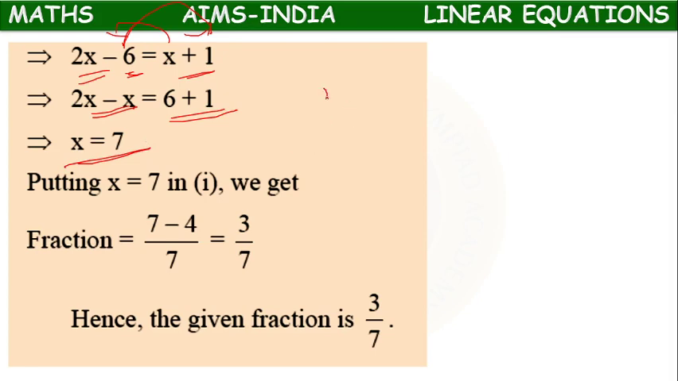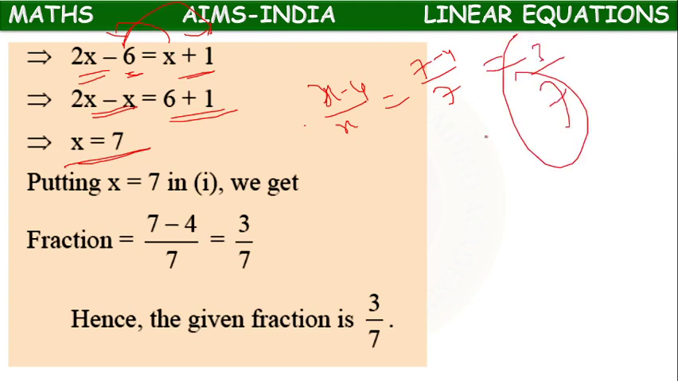Now what is the original fraction? X minus 4 by x. In the place of x we have to keep 7. 7 minus 4 by 7. 7 minus 4 how much? 3. So 3 by 7 is the given fraction.